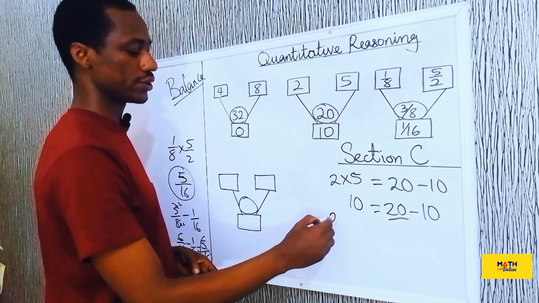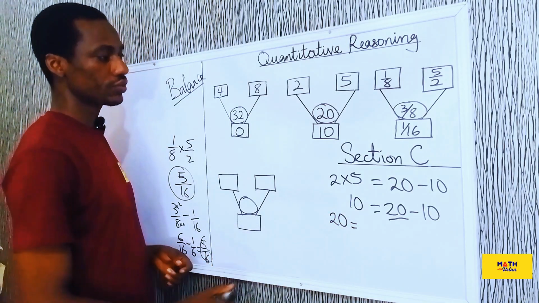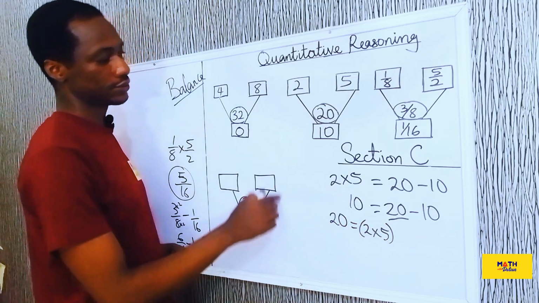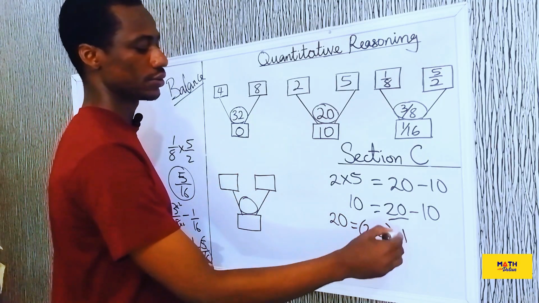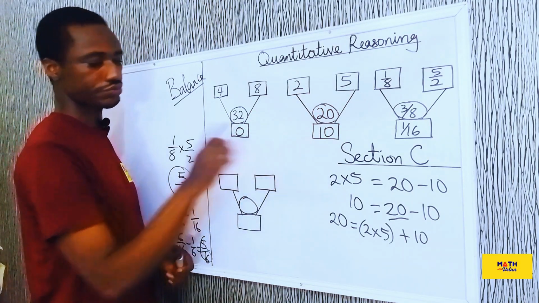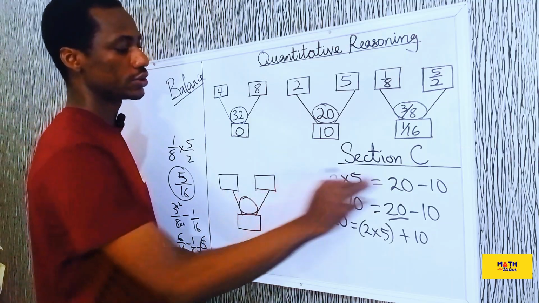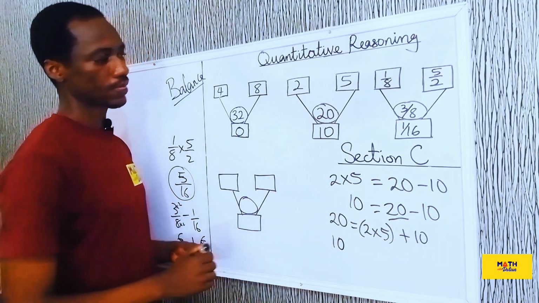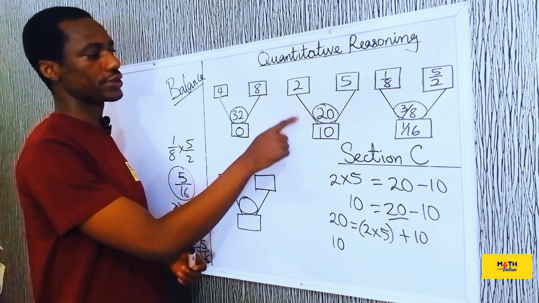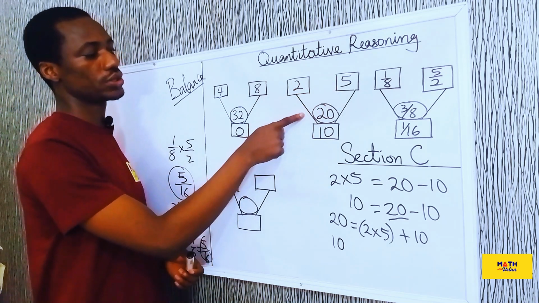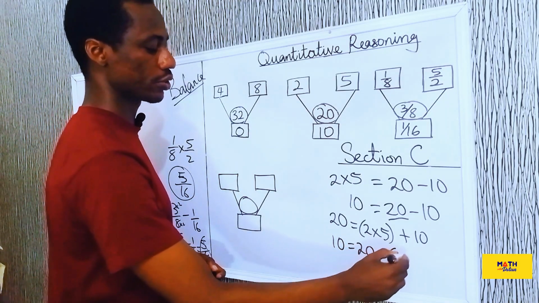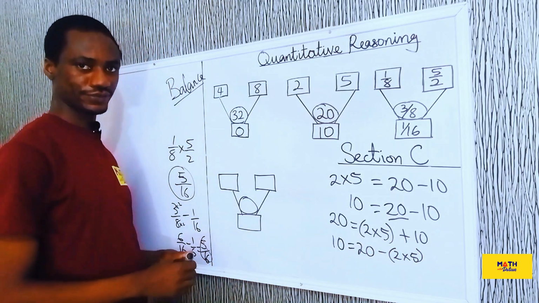So that means for 20, I'm going to do 2 times 5, and then I will add 10 to it. So 2 times 5 plus 10. For 10, I already have 20 here, so 20 is bigger. That means I'm going to subtract this product from 20, and that will give me 10. So I'm going to do 20 minus the product of 2 and 5.